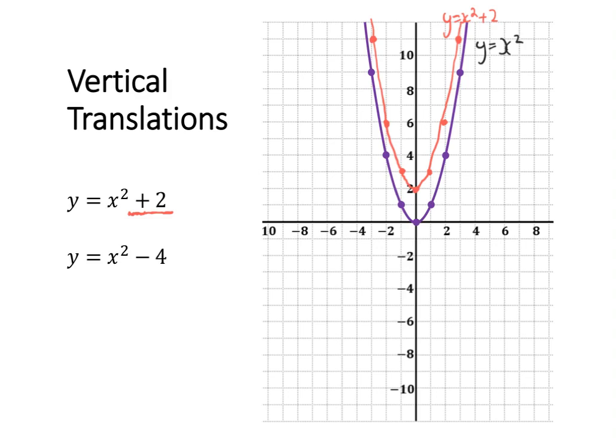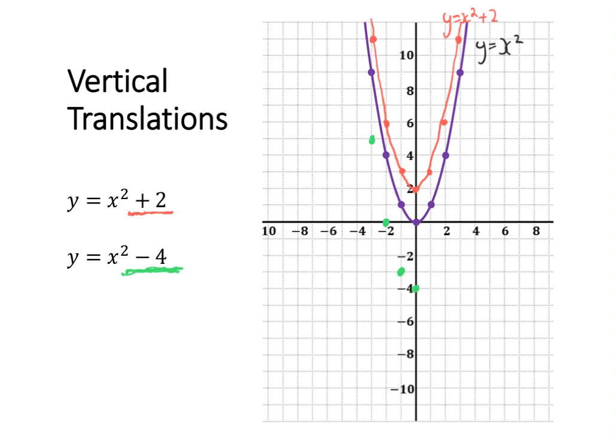So looking at my second formula, y equals x squared minus 4, this time the vertical translation is going to move the parabola 4 places down the y-axis. So each point will move 4 places down. So -3 and 9 will become -3 and 5. -2 and 4 will become -2 and 0. -1 and 1 will become -1 and -3. And your turning point moves from 0 down to -4.